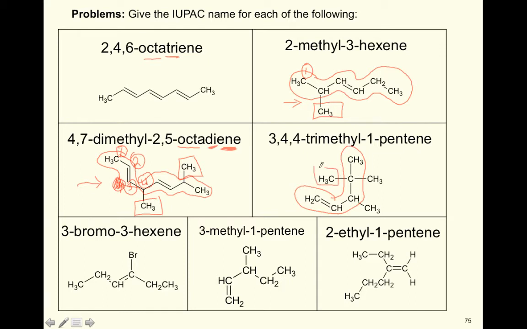So I have a methyl group here, here, and here, and the double bond has priority on the chain, so this would be carbon number 1, and that's where I have 3,4,4-trimethyl-1-pentene.